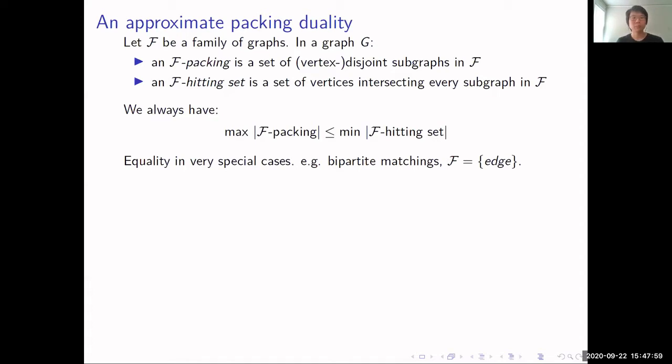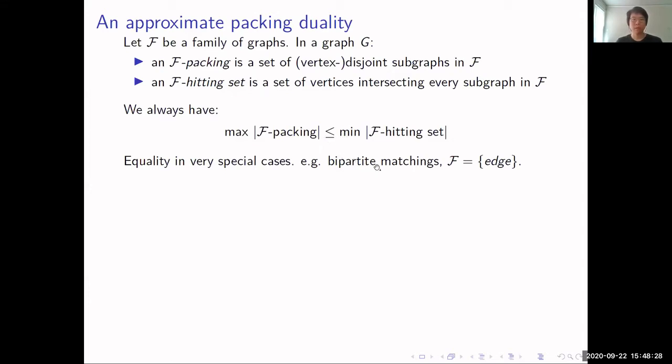Okay, so we have this obvious inequality that the maximum size of a packing in any graph is always at most the minimum size of a hitting set. Because if you have a packing of size k, then any hitting set has to contain one vertex in each of the disjoint subgraphs. Right, so we always have this inequality, and in some very special cases we have equality here.